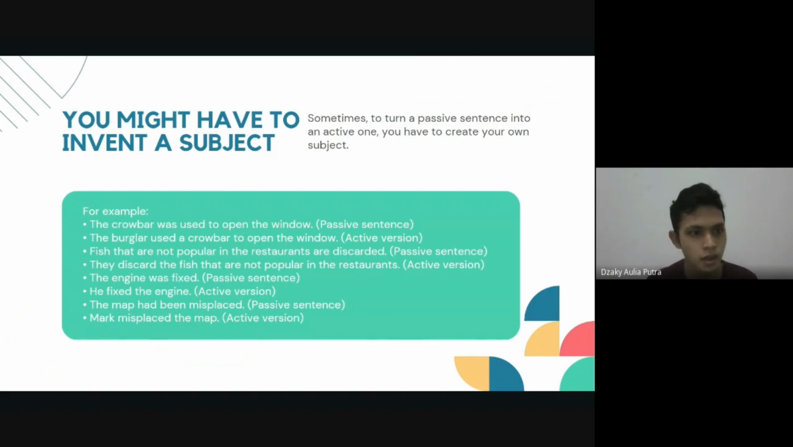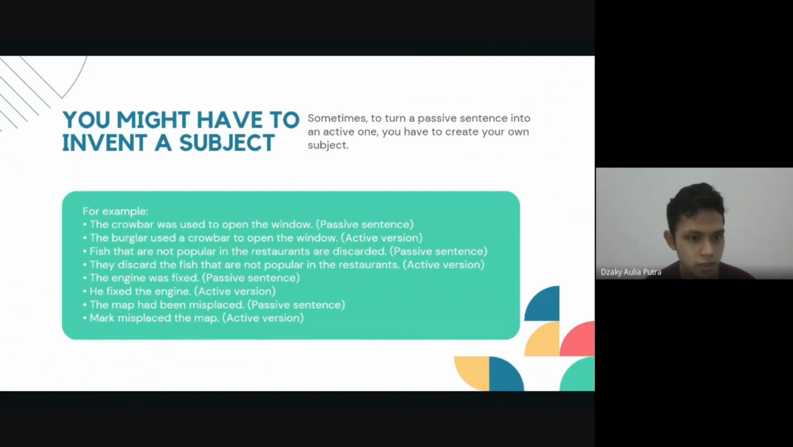Okay, next, you might have to invent a subject. Sometimes, to turn a passive sentence into an active one, you have to create your own subject. For example, first, the crowbar was used to open the window. This is the passive sentence, and the active version is the burglar used a crowbar to open the window.